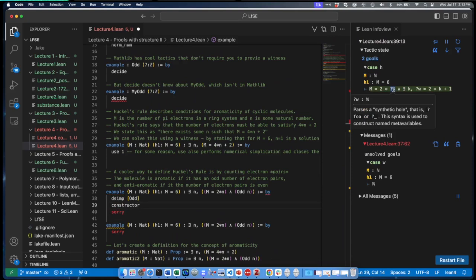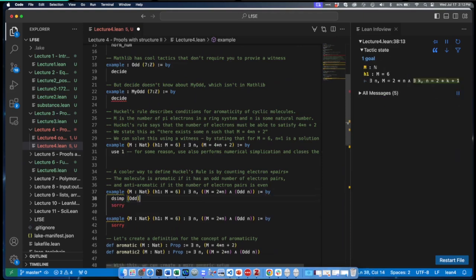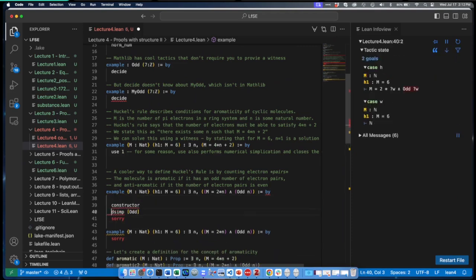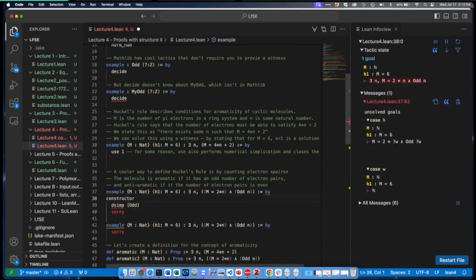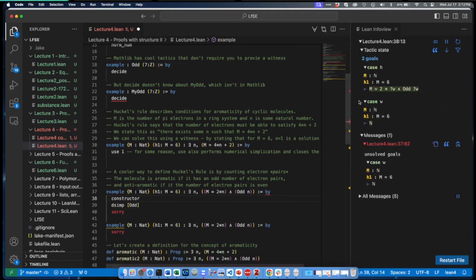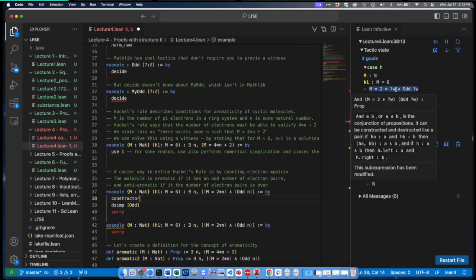Ooh, is the DSIMP ahead of it? Does that matter before constructor? I don't know. Well, let's try. I mean, I do know, but we'll show it. Here we go. Let's do constructor first. Put the cursor after constructor. We still have the same problem.